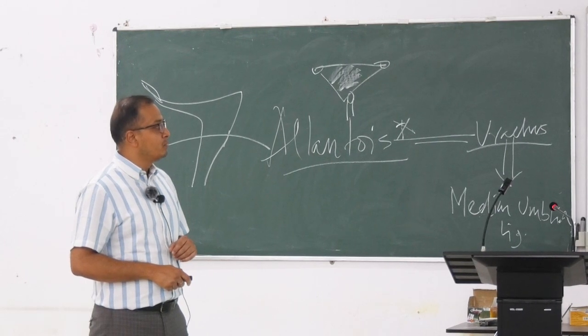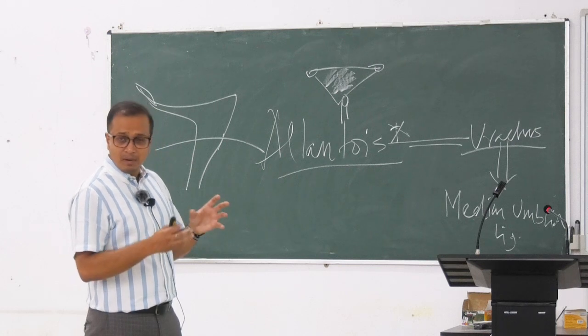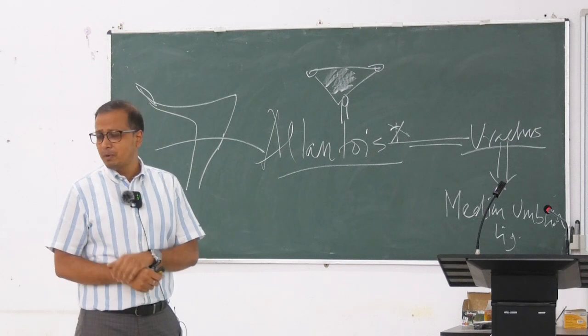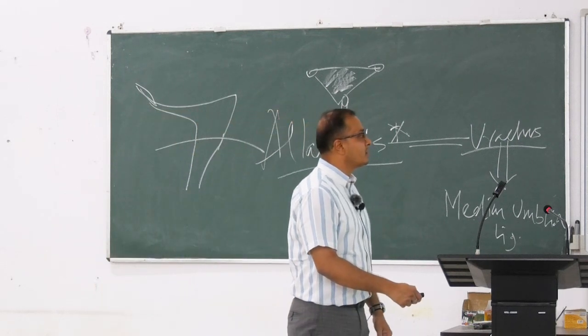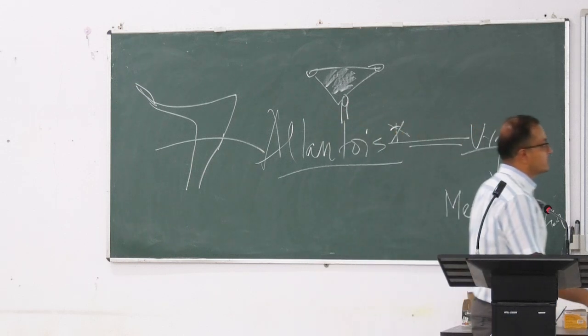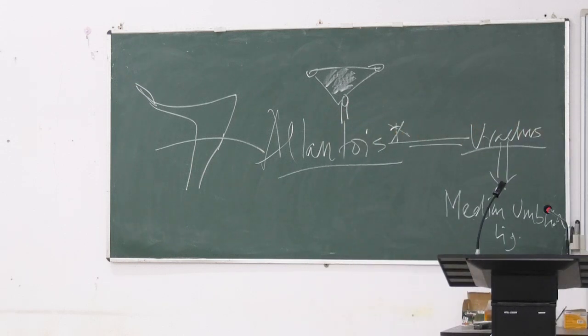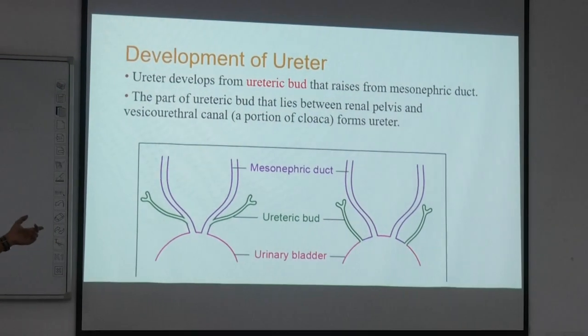So, the ureteric bud, which you see coming from the lower end of the mesonephric duct, grows upwards, mixes with nephrogenetic tissue, and through these interactions forms the adult kidney, which is known as the metanephric kidney. This ureteric bud, growing in the region lying between the renal pelvis and the vesico-urethral canal, forms the ureter.